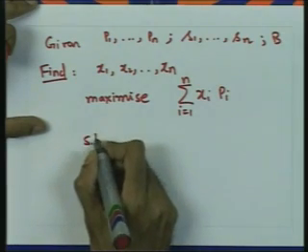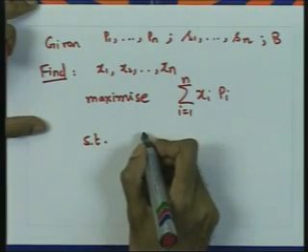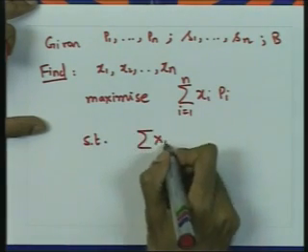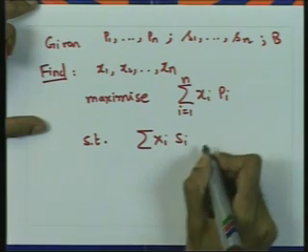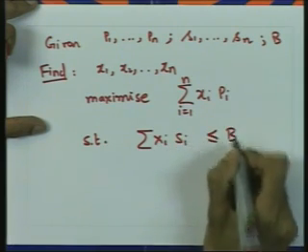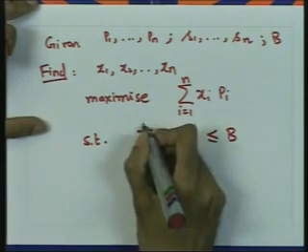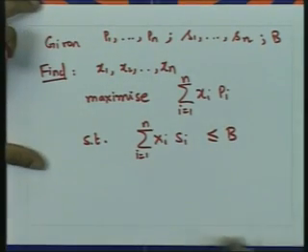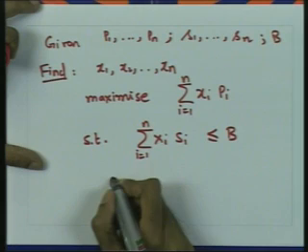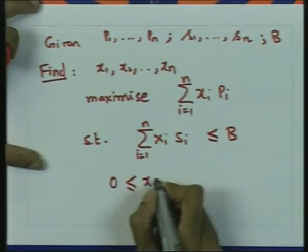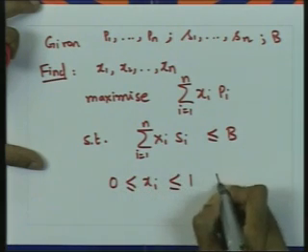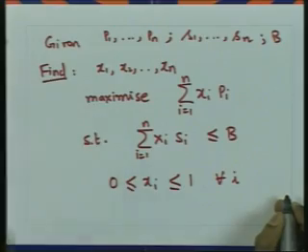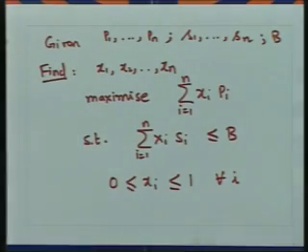Okay, so this says sigma xi si is less than or equal to b, i equals 1 to n. And let me remind you that xi's are fractions, so 0 ≤ xi ≤ 1 for all i. Okay. So mathematically, this is the problem you want to solve.